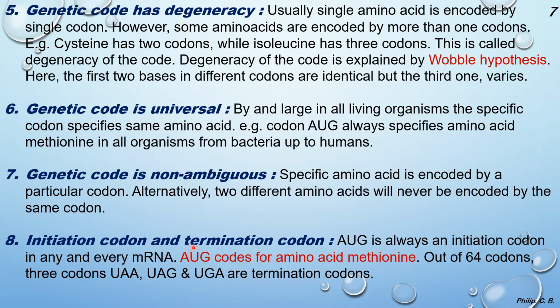Then, initiation codon and termination codon. AUG is always the initiation, the starting codon as mentioned. In any and every mRNA, AUG codes for the amino acid methionine. Out of 64 codons, 3 codons, UAA, UAG and UGA, are the termination codons. Again, as I mentioned in the genetic dictionary, AUG is the starting codon, that is methionine, whereas the stop or termination codons are UAA, UAG and UGA, which is again specific.